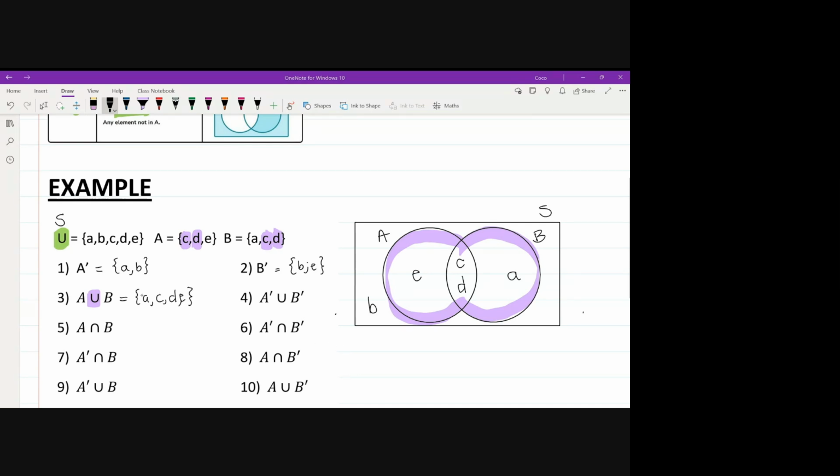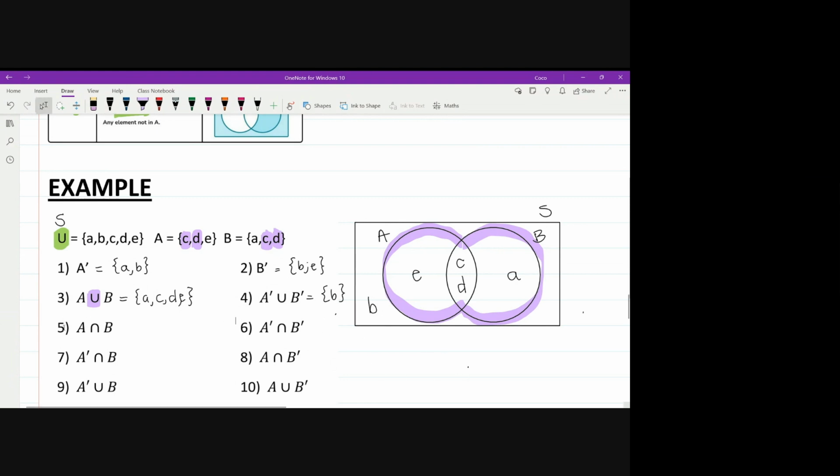Then the next one is a little bit tricky, because it says anything not in A or anything not in B. So what is not in A or not in B? It's just B. Well done. That's it, just B all on its own. So this is equal to a set with just B in it.